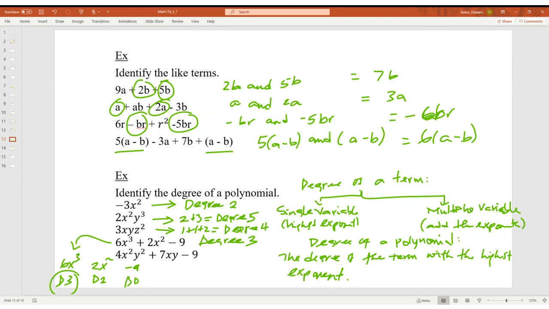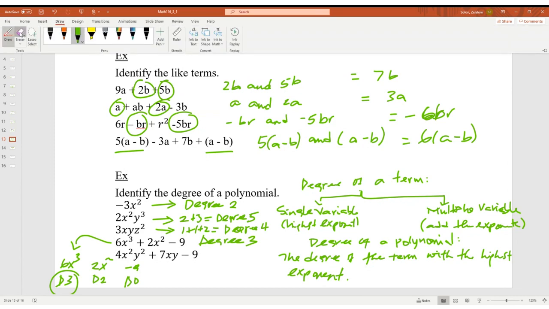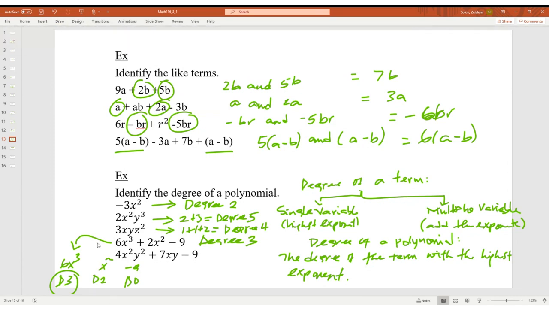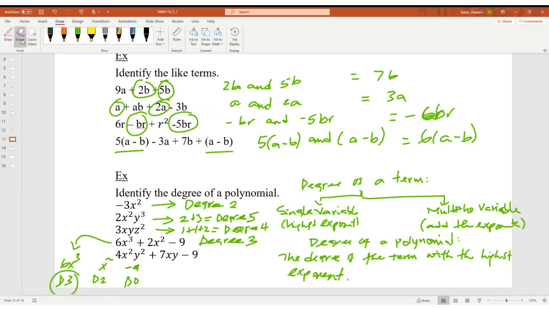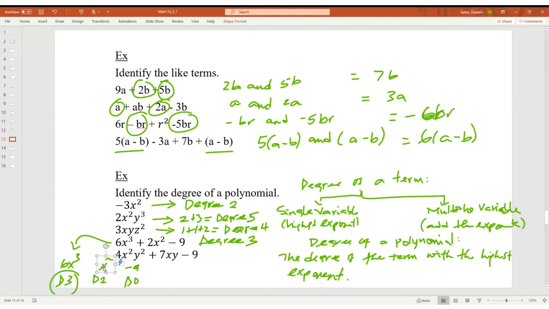I want you to see the difference between numbers 1, 2, and 3 and number 4. In number 4, we have addition, so there are different terms. For each term, we will find the degree, and then we take the one with the highest exponent. Okay, that's the difference. Now, for the next one, tell me the degree. If you understood number 4, tell me the degree of number 5. So I'll erase this and use the space. What is the degree of number 5?